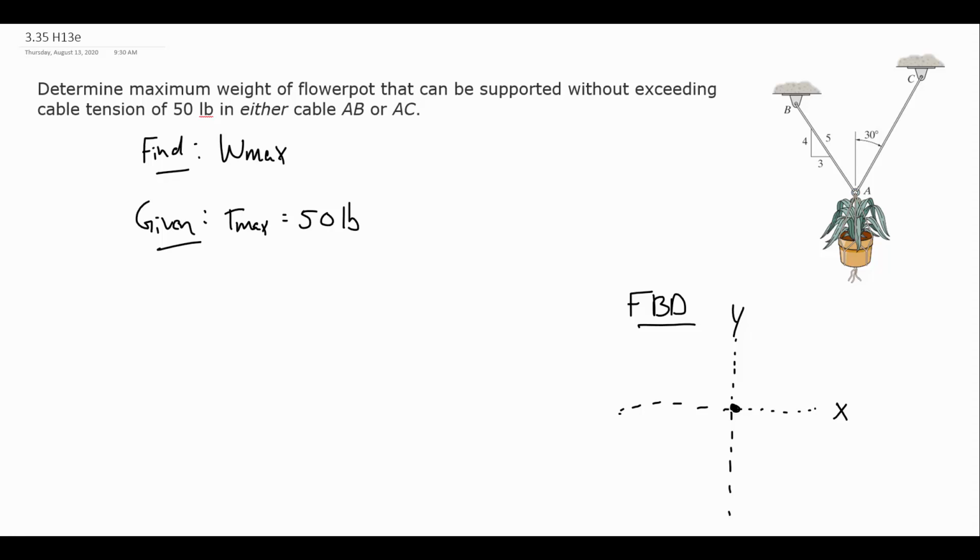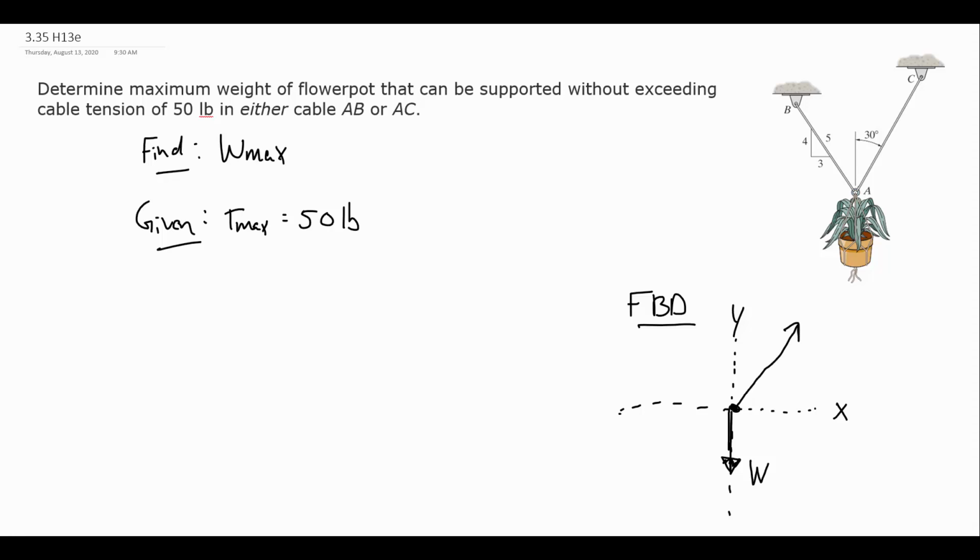So the weight of the flower pot is going to be pulling down on that point. We know its direction is going to be down, and we know it's going to be the weight of the flower pot, which is actually what we need to find in the end. So it's not given to us. We actually need to find W. So I'm going to call it W. That's right now an unknown. I don't know the weight of the flower pot. And I have the cable, I'll draw AC first, coming up here.